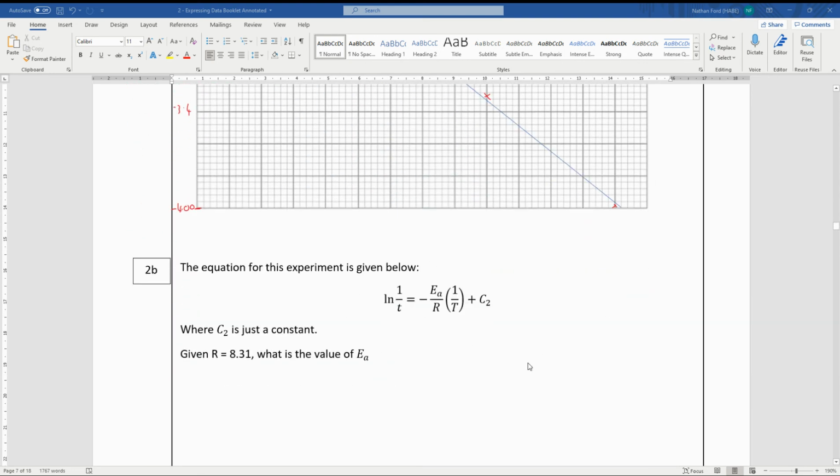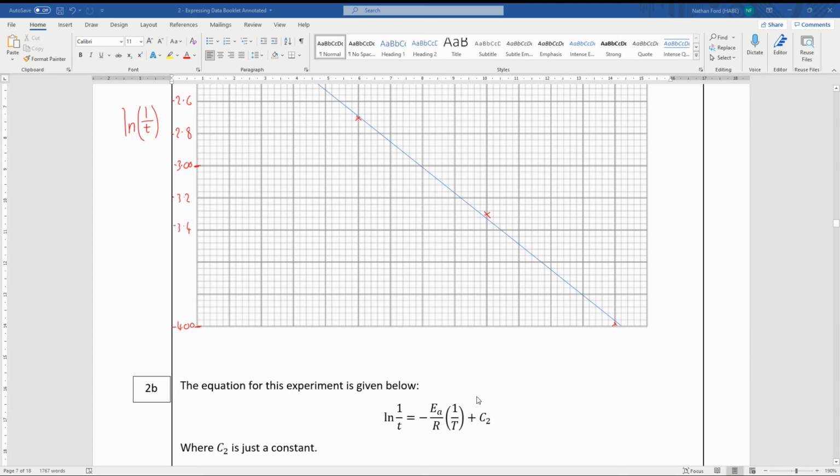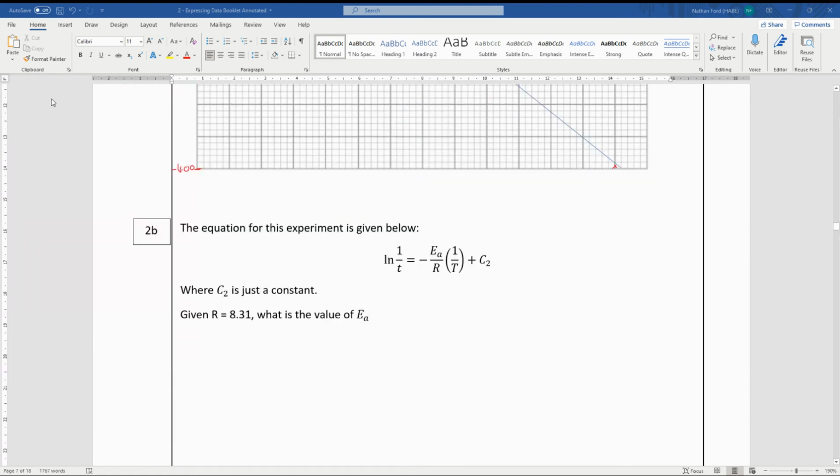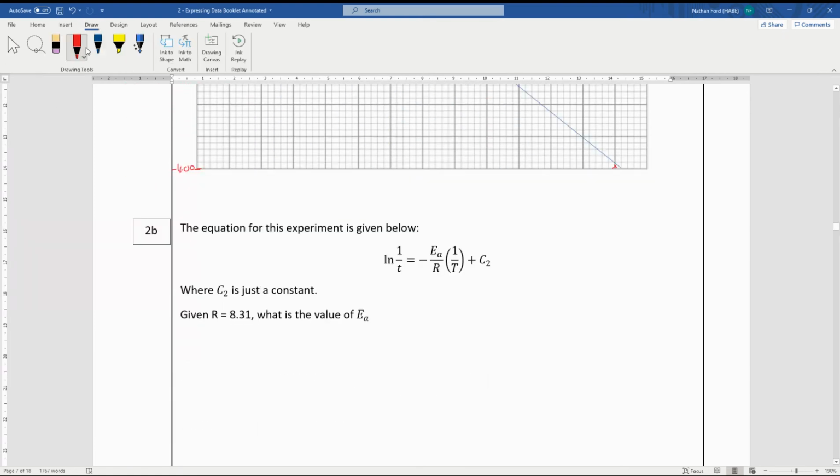Now, this is actually a little bit interesting. So, this is just a nice little extension. But before I go into this, I want to make sure you've done this. And then you can even try the next one by yourself and then come back to the video. But if you feel confident enough, you can start right now. So, the next part here is we've got the equation for this experiment is given. There's a bunch of writing there required.